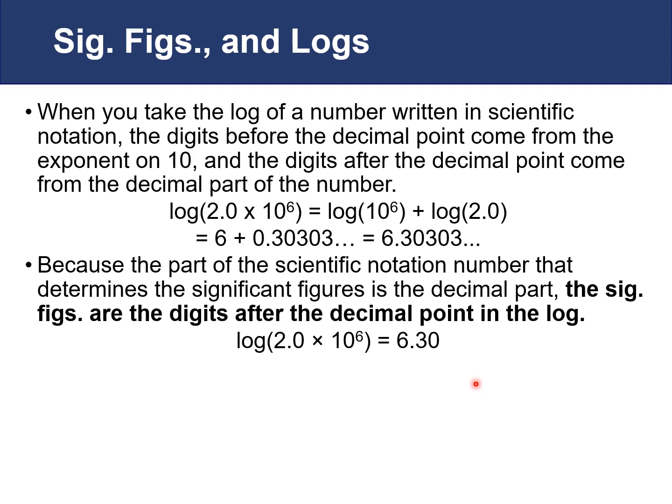You can go in the reverse direction. If we're taking 10 raised to this value, the 6.30, going back into scientific notation, this 6 tells you what the exponent is on your 10, and then the 0.30 tells you how many digits are accurately known that will be in the first part of your scientific notation.